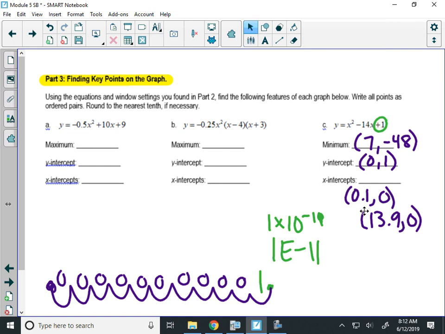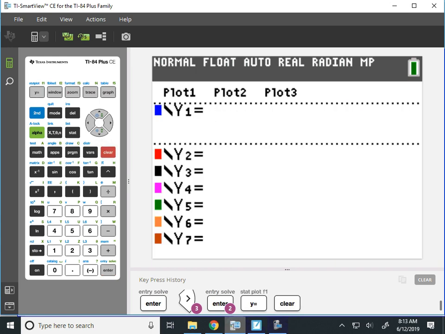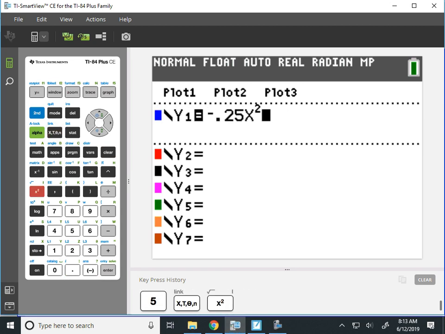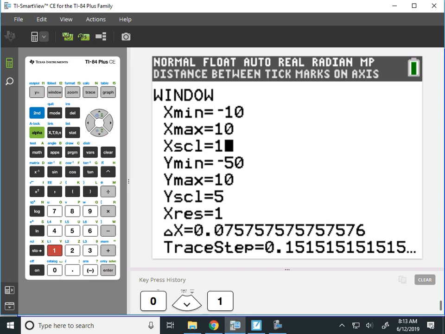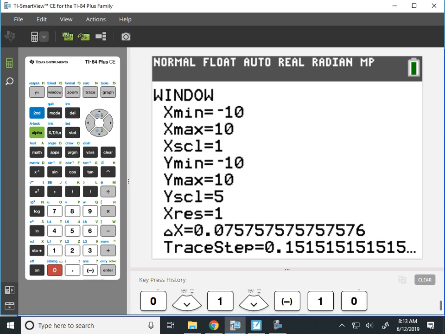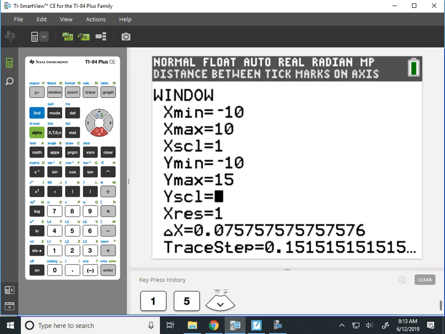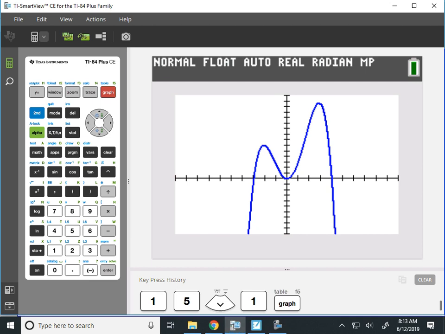All right, let's go back to B. So we're going to have to retype the function from B into our calculator here. So we have negative 0.25x squared. We'll just work backwards: parentheses x minus 4, x plus 3. And then I'm going to set my window how we had on our paper, which was negative 10 to 10, going by ones. And I think we went negative 10 to 15. All right, yep, that was our picture.